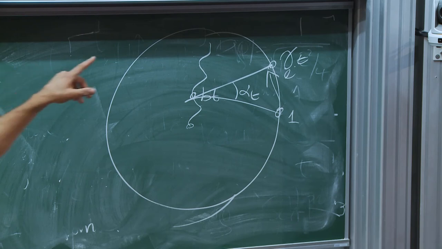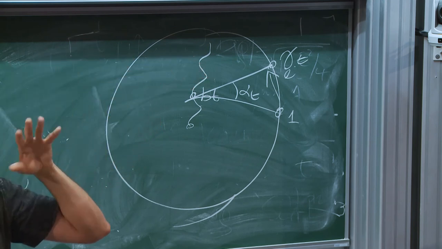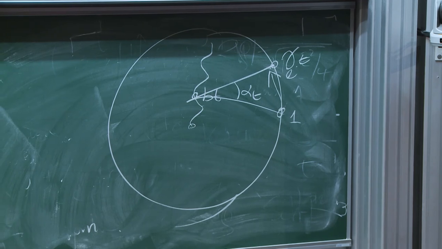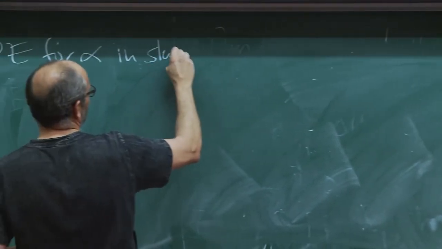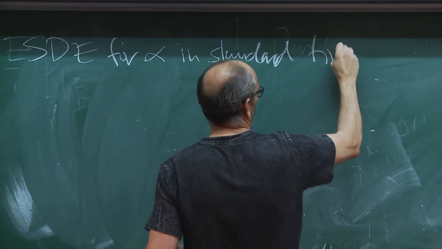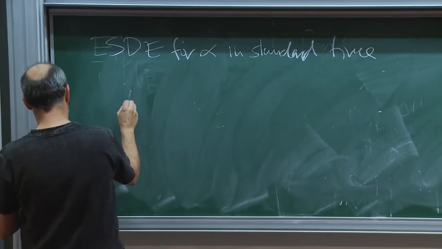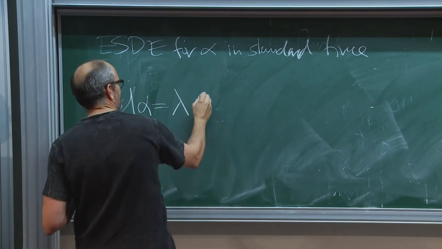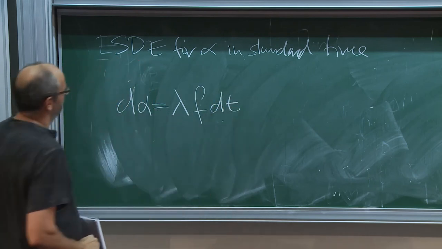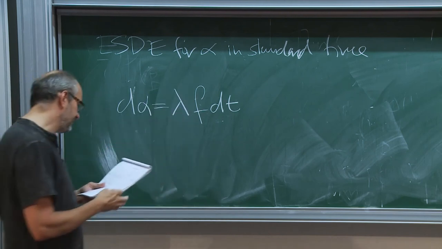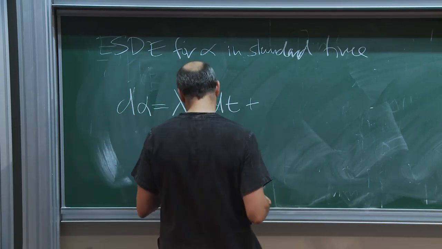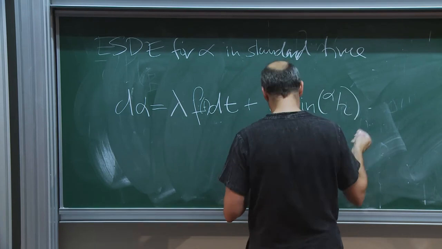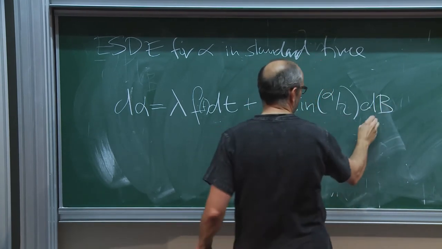In fact, you see, in the Brownian motion, there is a time-dependent parameter. It's good to scale that out and put it somewhere else. So let me do it like this. You write the SDE for alpha in standard time, so not logarithmic time. It looks like this. So d alpha is lambda, and now there is another function f, which is not the same f as before. So there is a drift, lambda times f. F depends on time. Plus 2 sine alpha over 2 dB. This is just a standard Brownian motion.